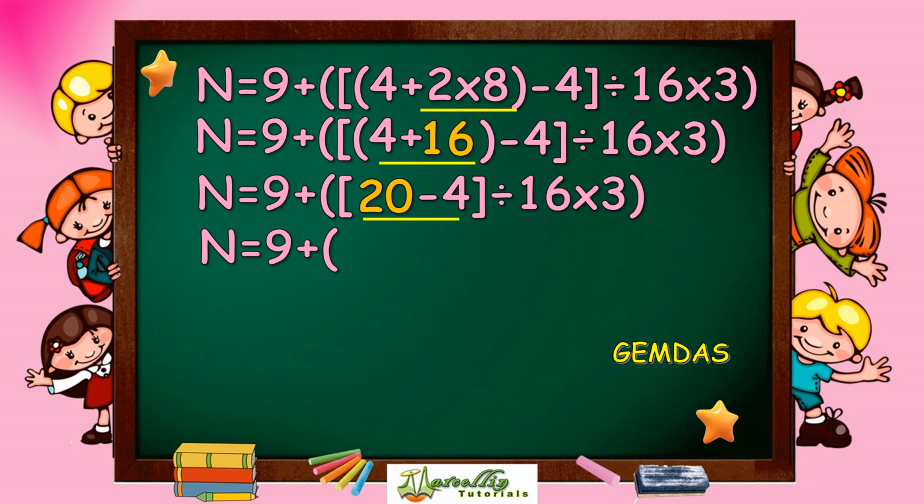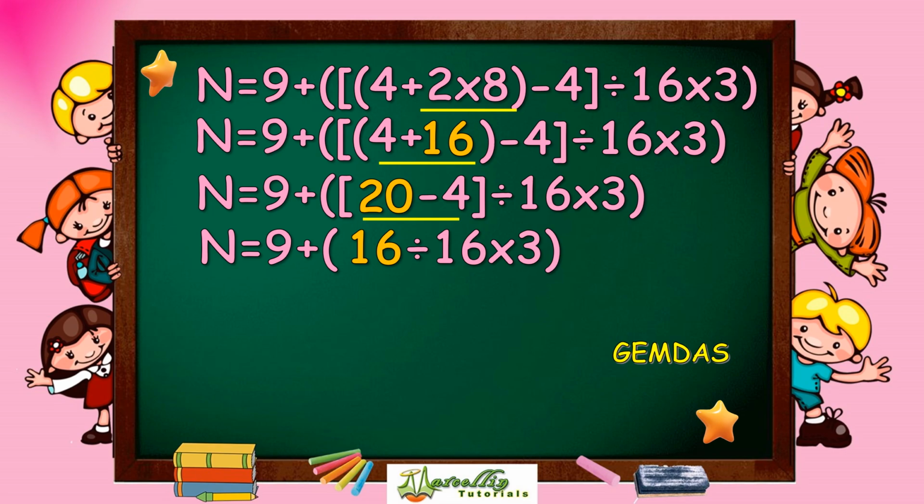Then copy the numbers on the left, and the result for 20 minus 4 is 16. Then let's copy the numbers on the right. So we have now 9 plus parenthesis 16 divided by 16 times 3. Let's go to the next grouping. In this group, we have division and multiplication. So we will do it from left to right.